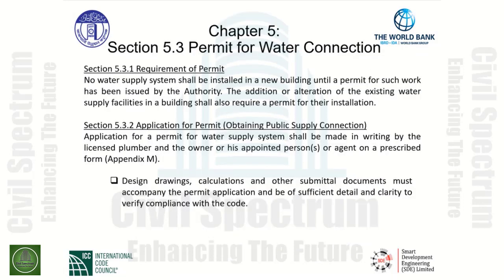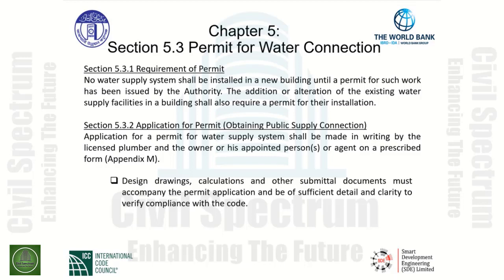Section 5.3 gives us the requirements regarding permit for water connection. Section 5.3.1, requirement of permit, indicates that no water supply system shall be installed in a new building until a permit for such work has been issued by the authority.